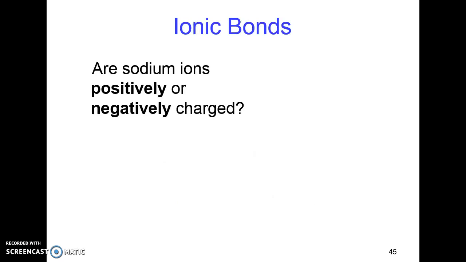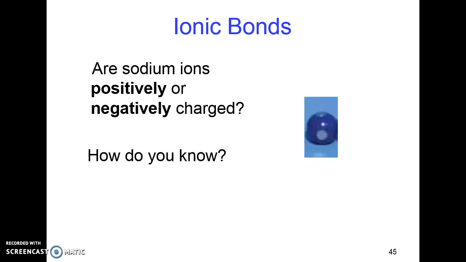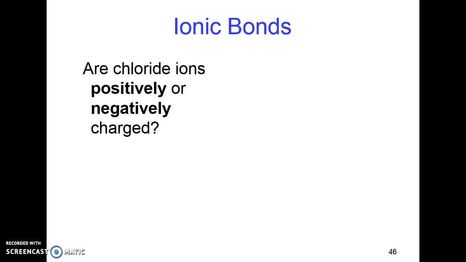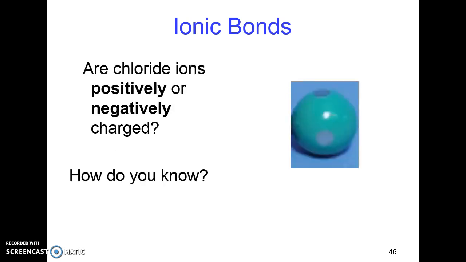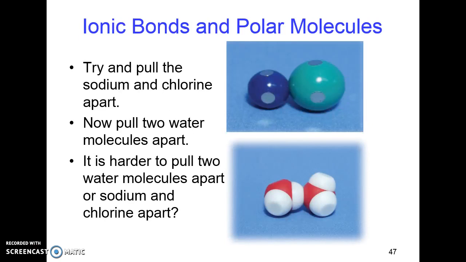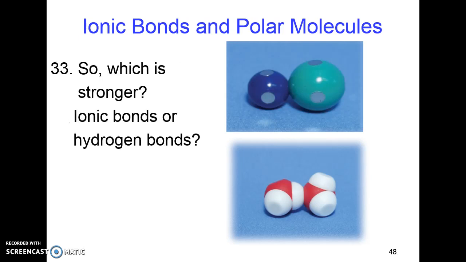All right, so sodium ions are positively charged. How do we know that? Because we have an ion chart. All right, and chlorine ions are negatively charged. Look at your ion chart. Okay, so now we're going to try and pull apart your sodium and your chlorine. Pull it apart and see how that feels. And now pull two water molecules apart. Is it harder to pull two water molecules apart or the sodium and chlorine apart? Okay, so which is stronger? That ionic bond or the hydrogen bond between the two water molecules?